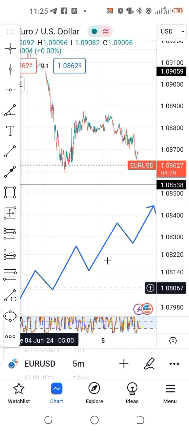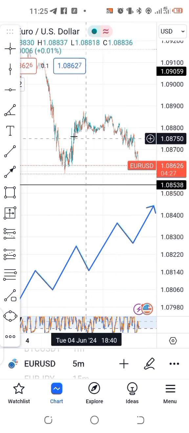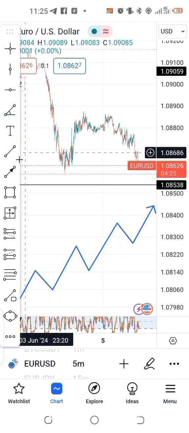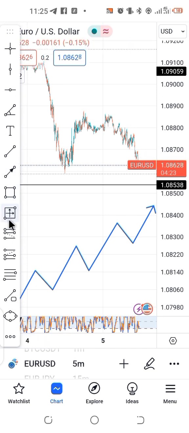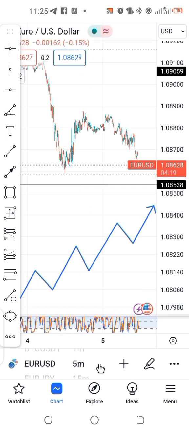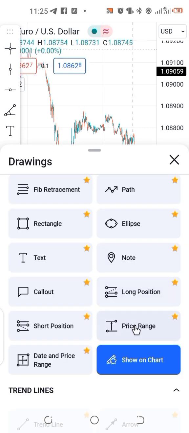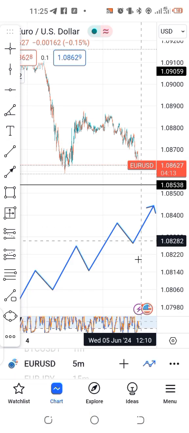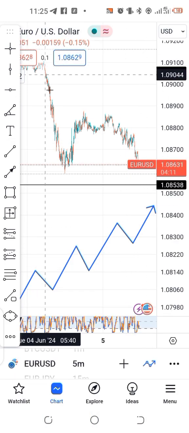This is an example of an uptrend. Let me quickly demonstrate to you. I'll do the downtrend in a separate video, but I want to quickly show you how the downtrend looks and how the uptrend looks. All right, so this is an example of a downtrend.